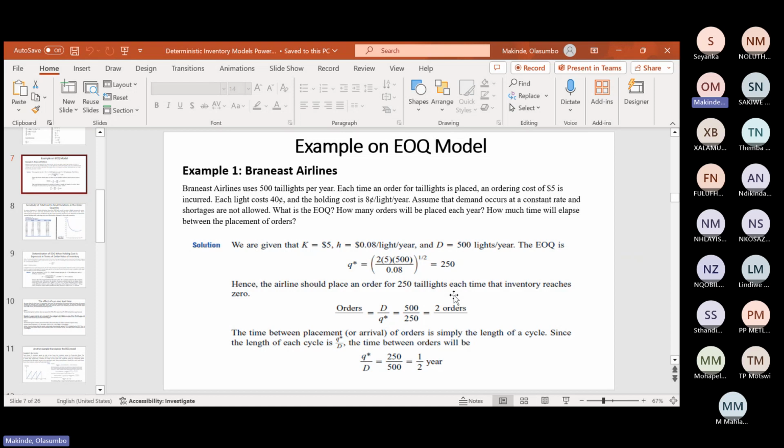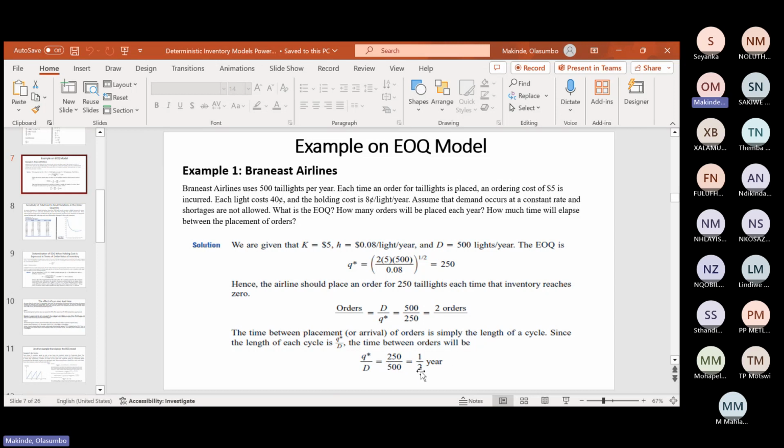Then the next question is asking how much time will elapse between the placement of orders? That's the reorder point, to say, after you place the first order, when should you place the next order? So when is the reorder point? That's the question they're asking for the third question. And the reorder point is Q star over D. So you get 250, which is your EOQ, over D, which is 500. And that will give you half.